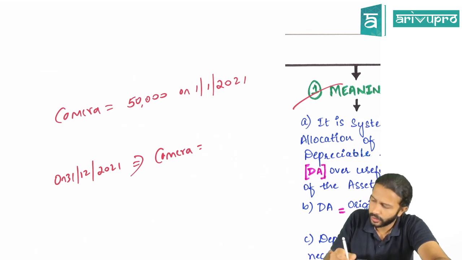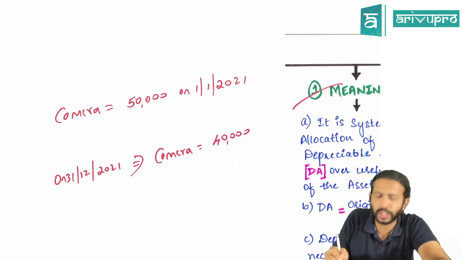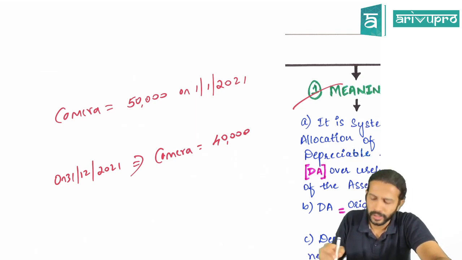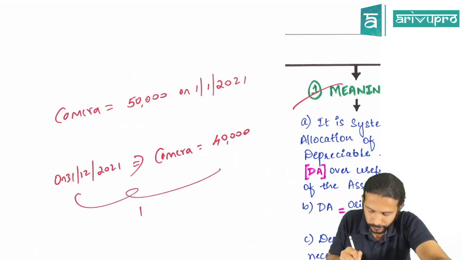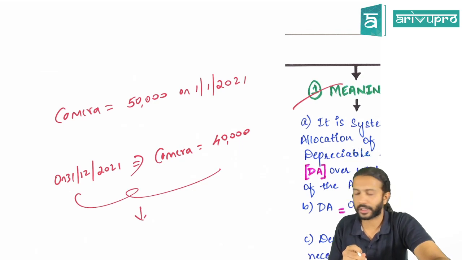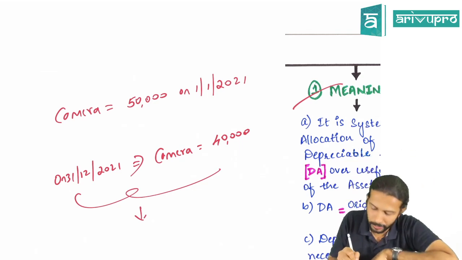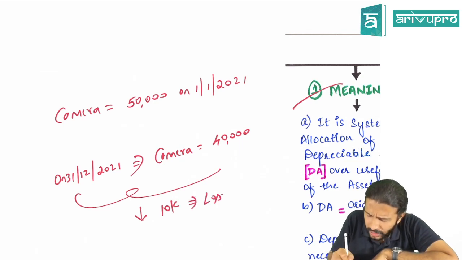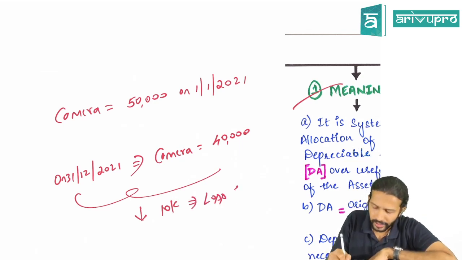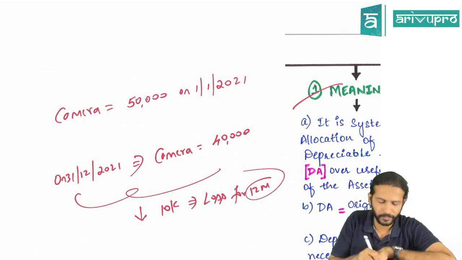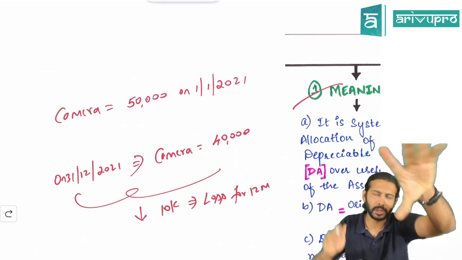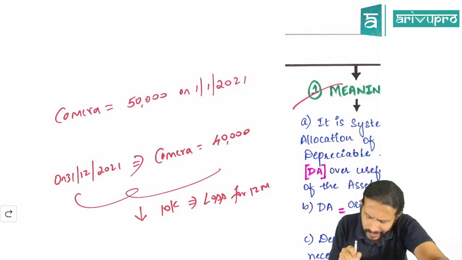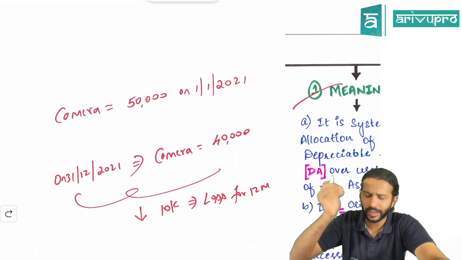Let's say the camera has become 40,000 now, assumption. The camera's value has become, from 50 it has become 40. That means how much has the value got reduced, sir? From 50 it has become 40, means the value is reduced by 10,000. That means can I call this 10,000 as the loss? I used the camera for 12 months, or a 12 month period has passed. Due to that, there is a loss of 10,000. Can I call it like that?